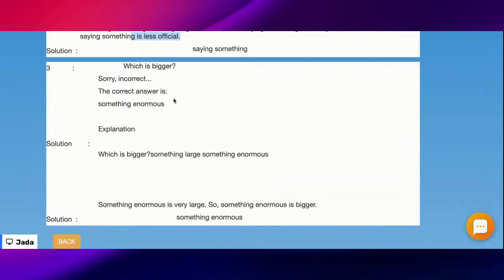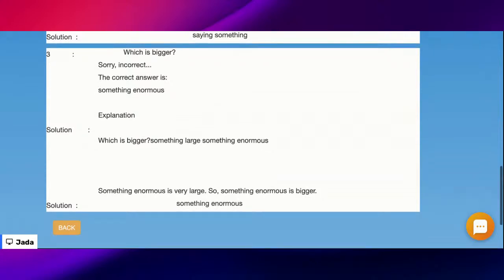So which is bigger, something enormous, or something large? If we say enormous or large, which one would be bigger? If you say something's enormous, it's very large, so enormous is bigger. When you say, oh wow, that's enormous, it means that it's very big.